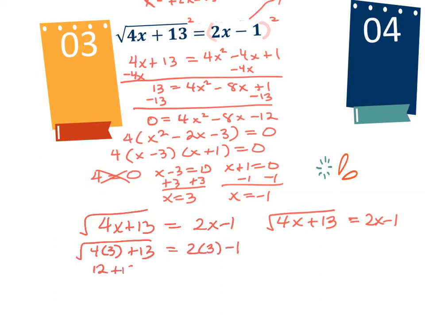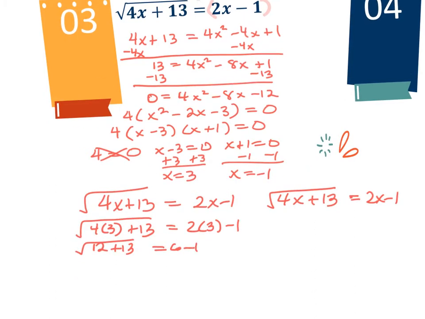(12 plus 13). 2 times 3 is 6. 12 plus 13 is 25. Square root of 25 is 5. This one checks out, so x equals 3 is a good answer.